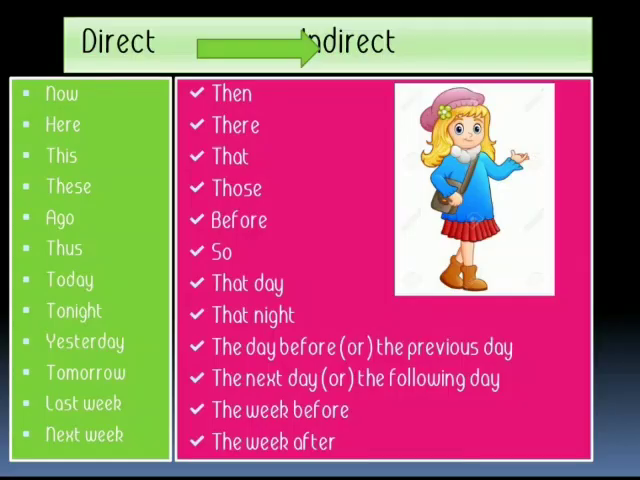When changing direct to indirect, now changes to then. Here, there. This becomes that. These becomes those. Ago, before. Thus, so. Today, that day. Tonight, that night. Yesterday, the day before or the previous day. Tomorrow, the next day or the following day. Last week, the week before. Next week, the week after.